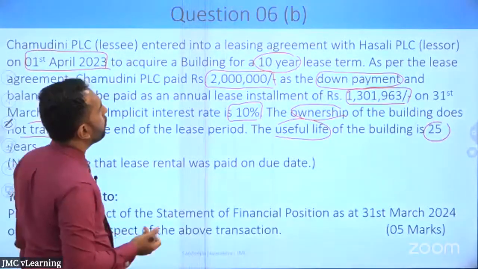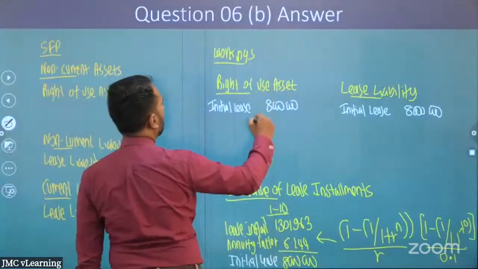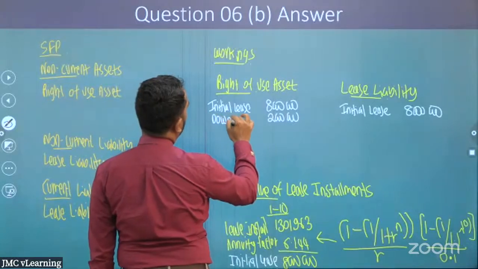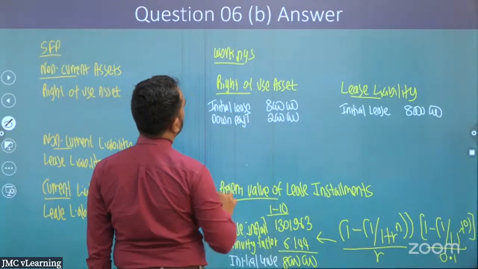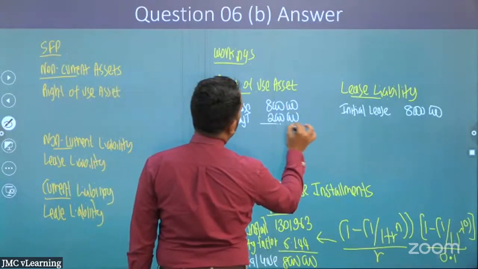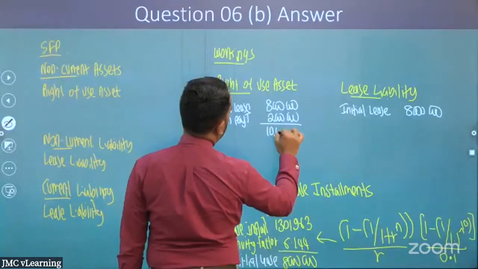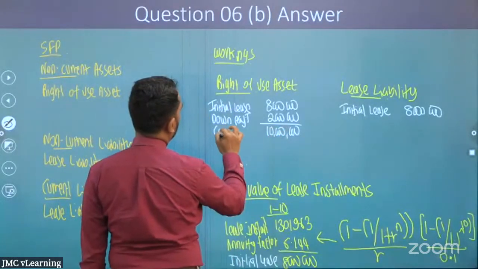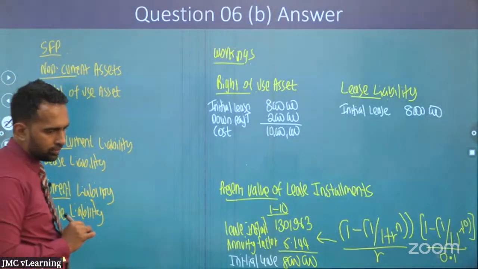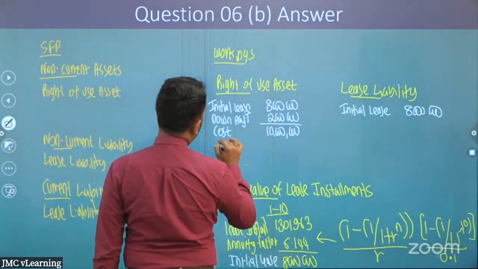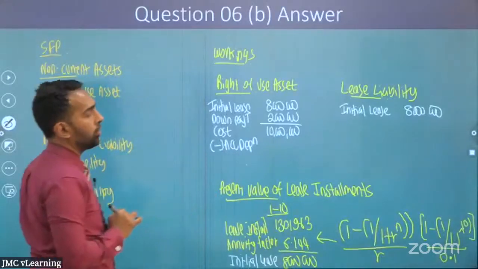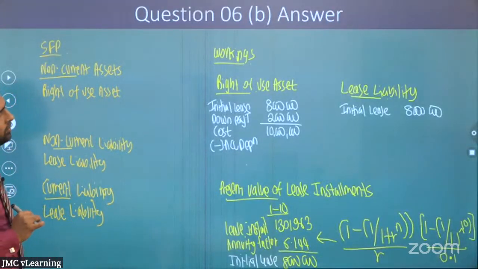Then the down payment 2 million, credited to cash, debited to right of use asset. You are paying the down payment to get the right of use asset. Accordingly, you will get the cost of the right of use asset, 10 million. Then you need to deduct the accumulated depreciation.